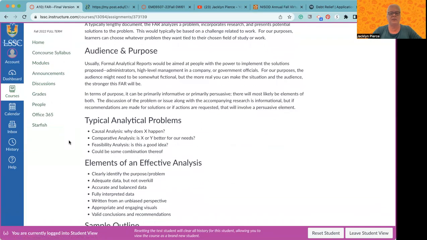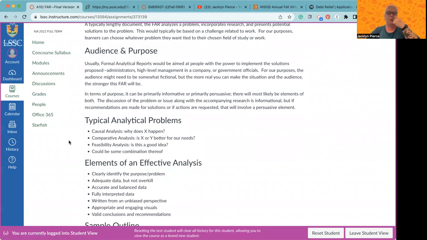Typically, analytical problems are in one of these categories. Is it a causal analysis? Are we looking for why something has happened? Is it a comparative analysis? Maybe there's a couple of different solutions, maybe two or three, and we're looking at this is better for our needs than this.